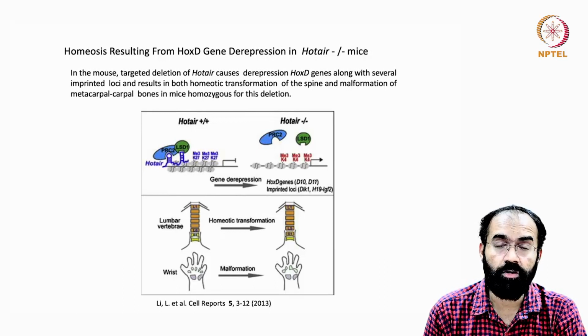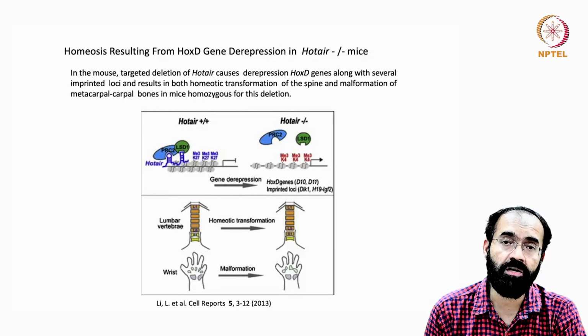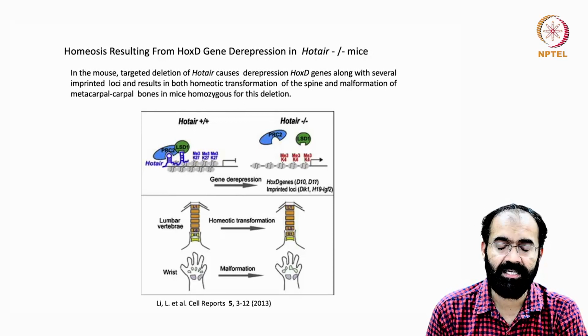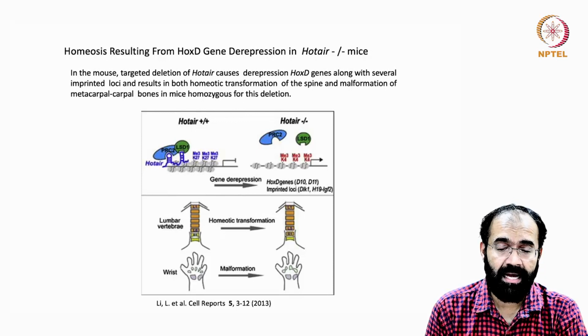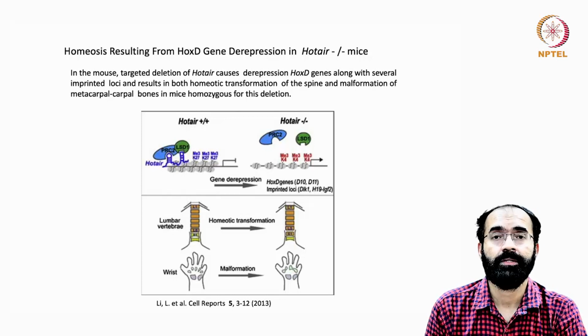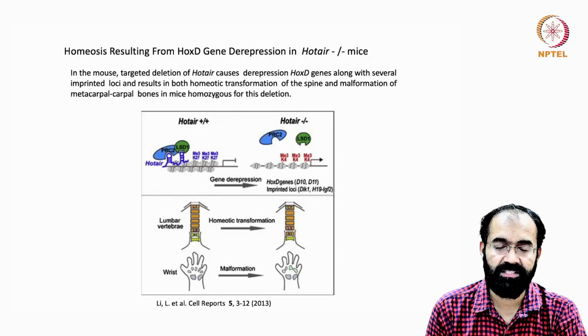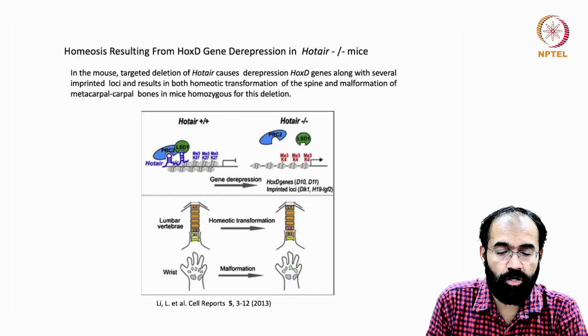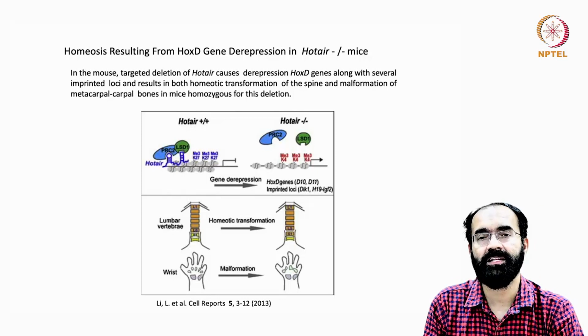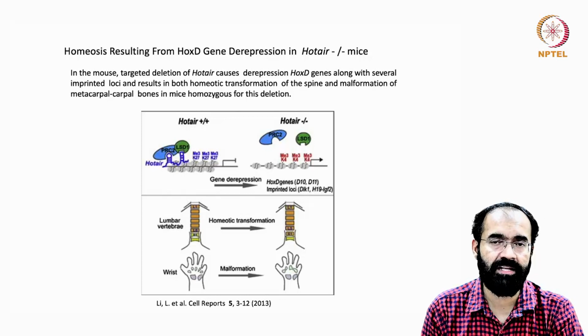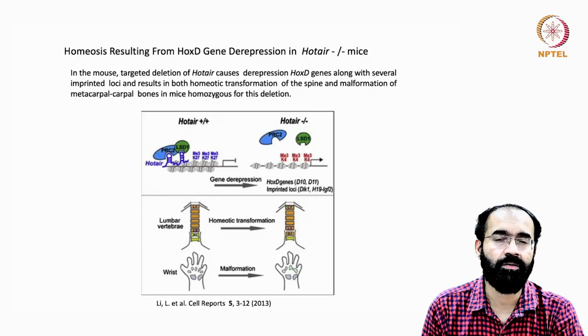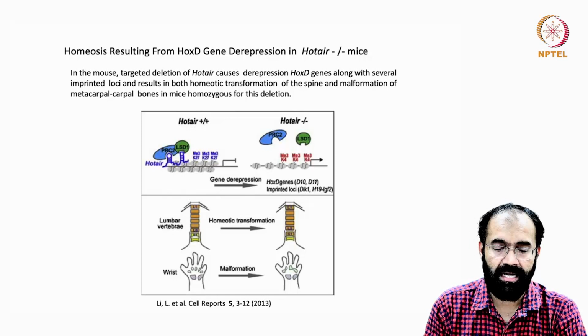So if HOTAIR is normally present, what you see is that it will block the HOXD expression by recruiting PRC2 and LSD1 enzymes. And if HOTAIR is missing, then PRC2 and LSD1 cannot do anything onto the HOXD cluster. Because of this, you will have normal lumbar vertebrae. Lumbar vertebrae is something near your belly region, where your kidney is, in the back of your belly region towards the vertebral column. So around your belly region, that vertebrae is called lumbar vertebrae.